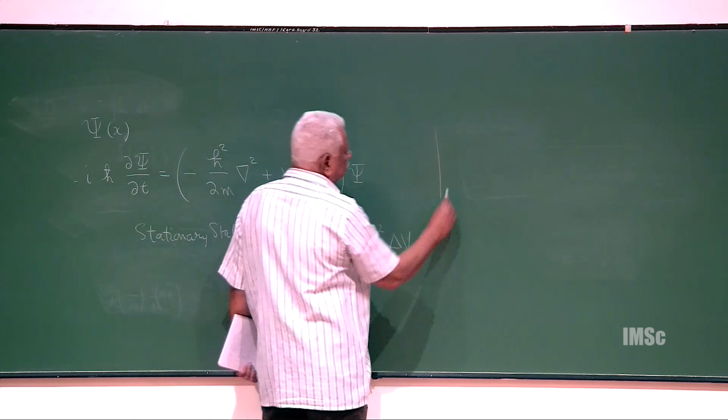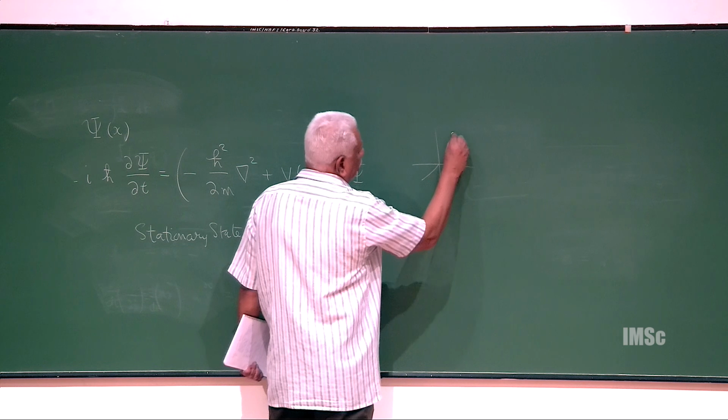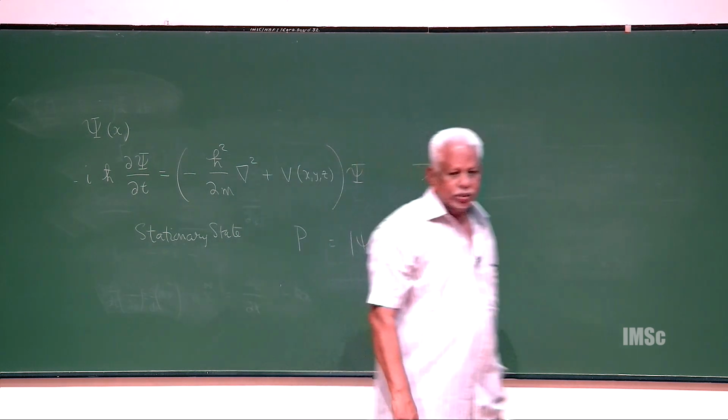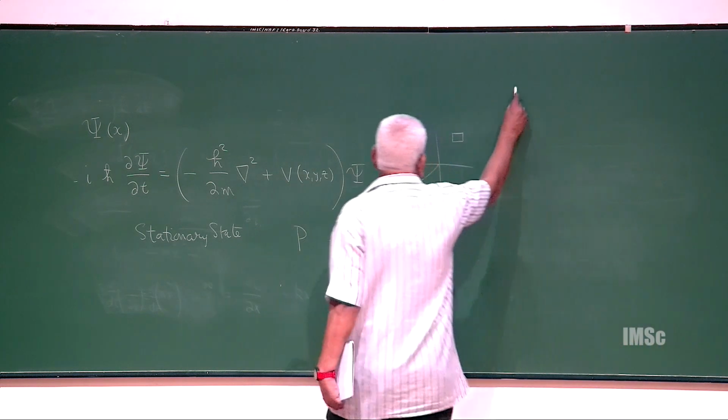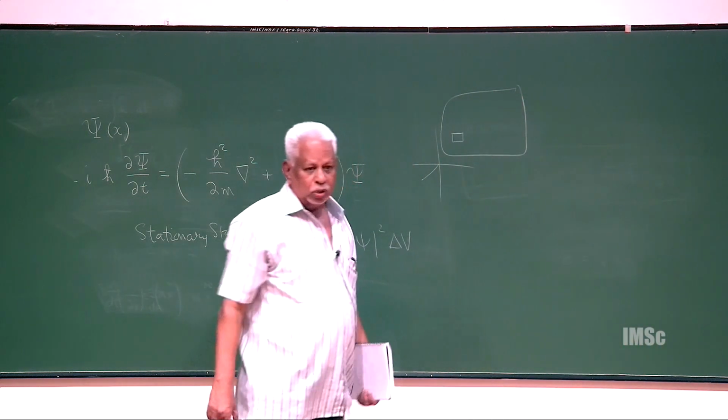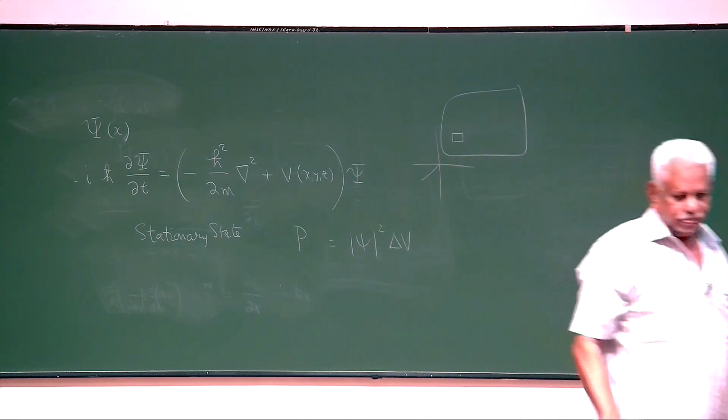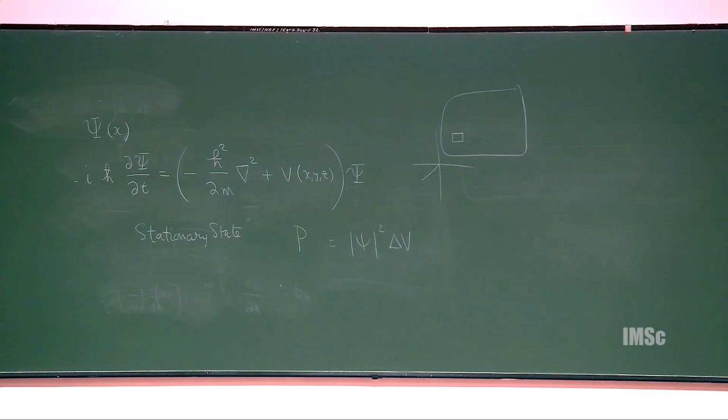So in this region, take a small cube. You ask a question: what is the probability that the particle will be found in that cube? That probability is given by that expression. If I want to find out the probability that it will be found in this region, you have to do an integral. You have to find the integral of this quantity over that region.